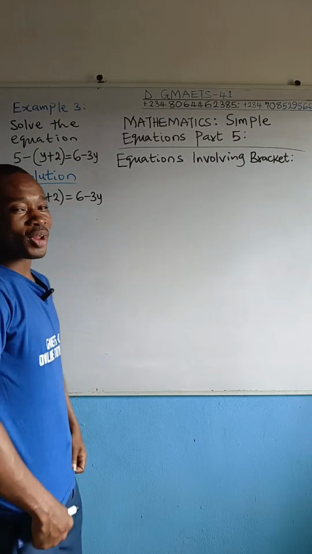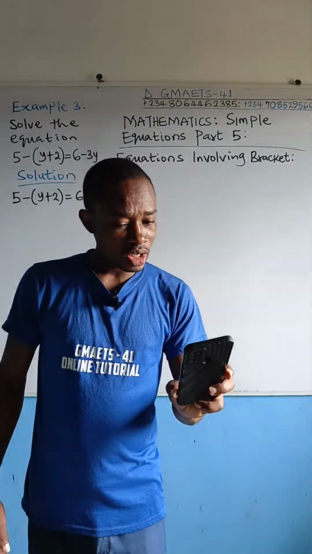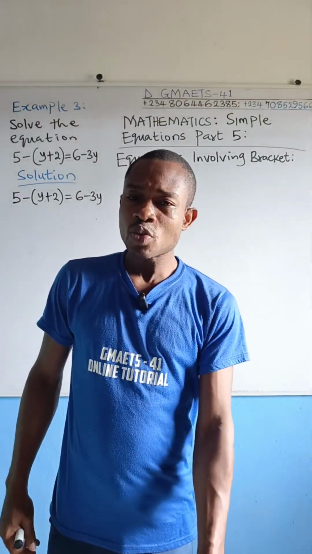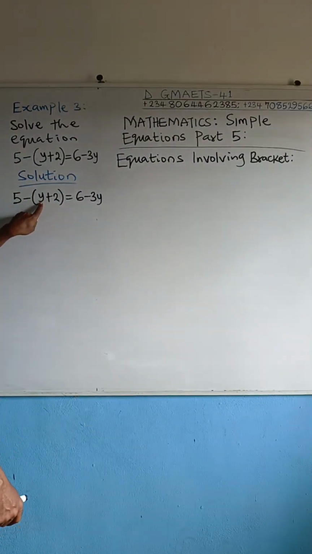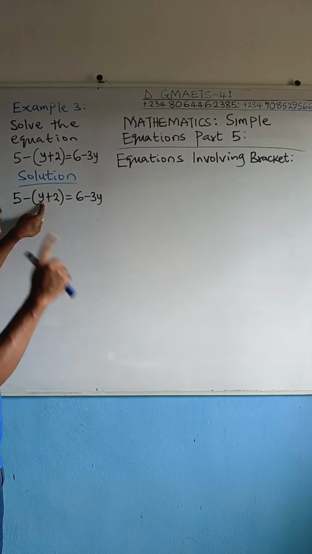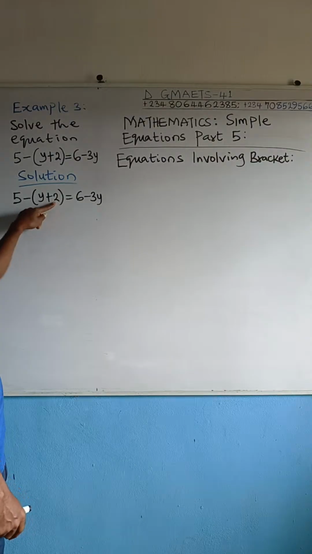Like I said, we use plus and minus to count the number of terms. Come to the bracket alone. You have y. After that, you see plus before 2. So y is a term there, and 2 is another term. So we have 2 terms inside the bracket.